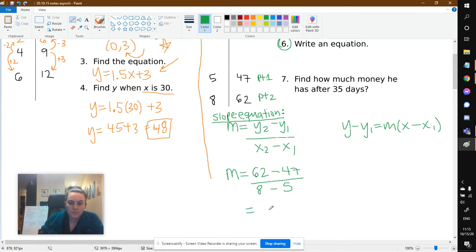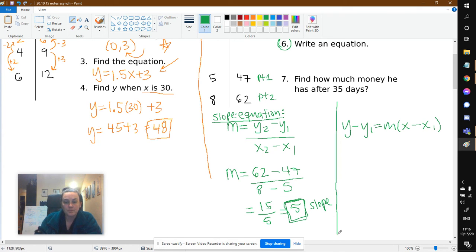Okay, I'm going to put this into a calculator. 62 minus 47 is 15. 8 minus 5 is 3. This simplifies to 5. So we know that our slope is 5 from the slope equation. Whenever we're finding an equation, we basically always need to find the slope.